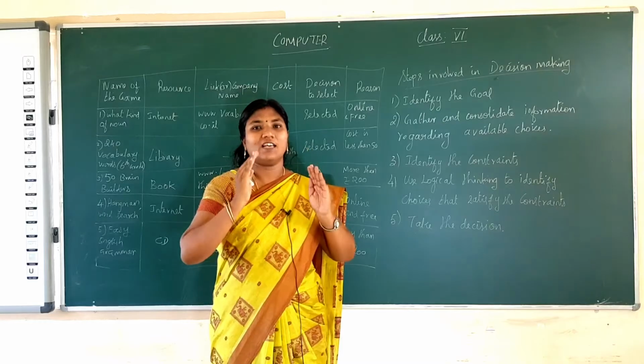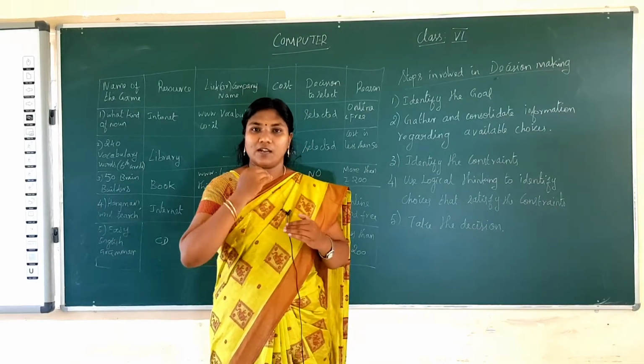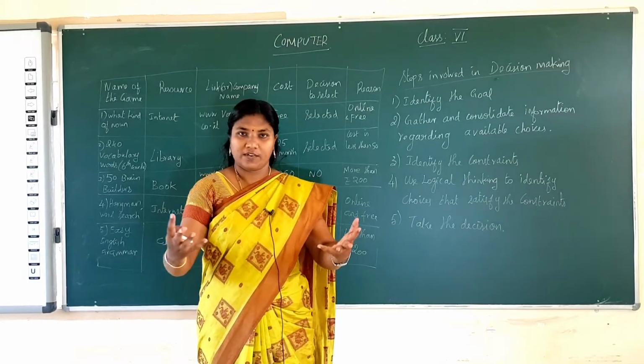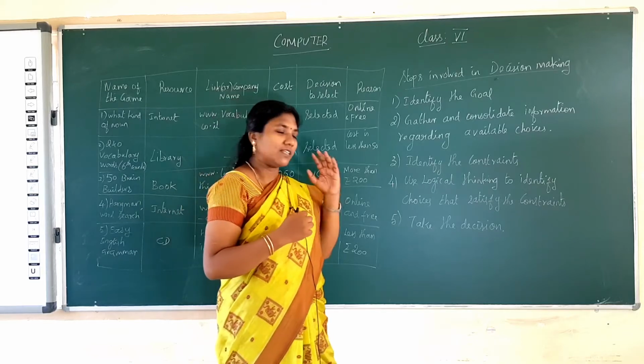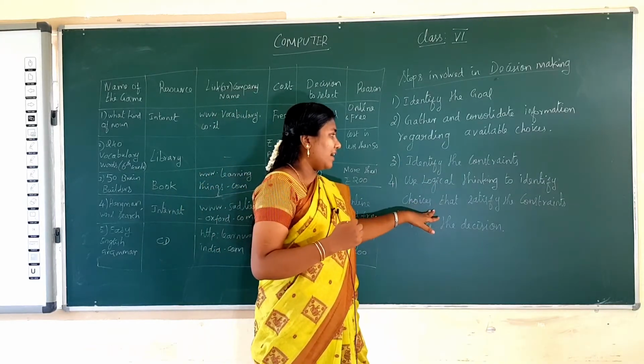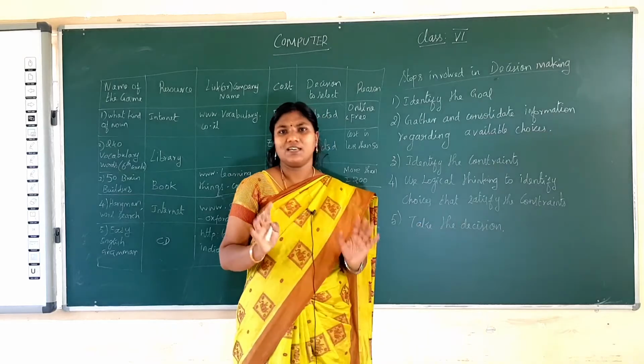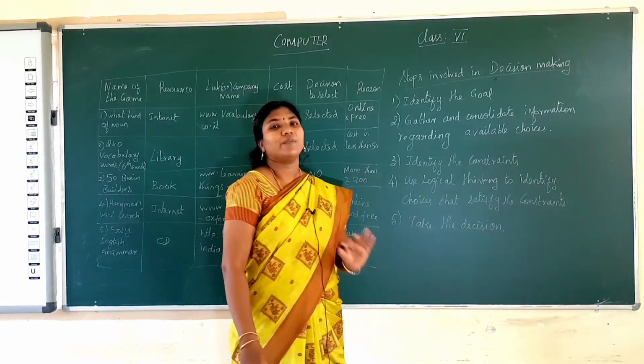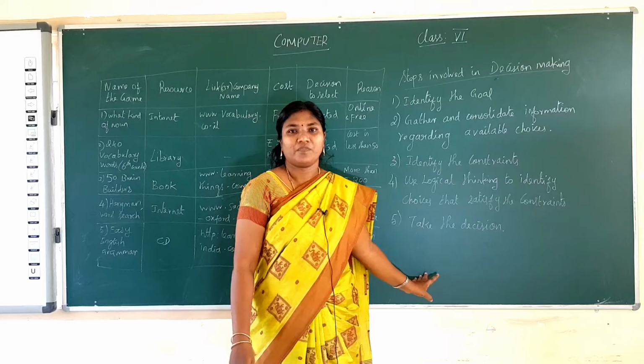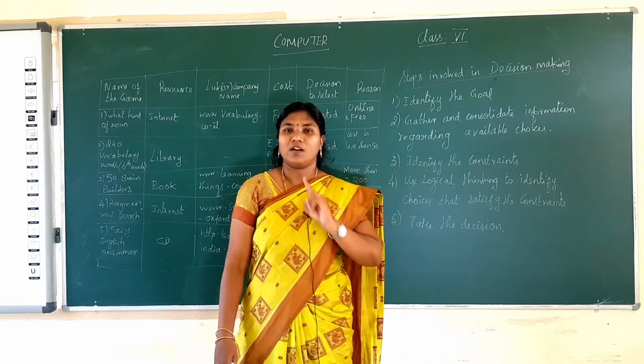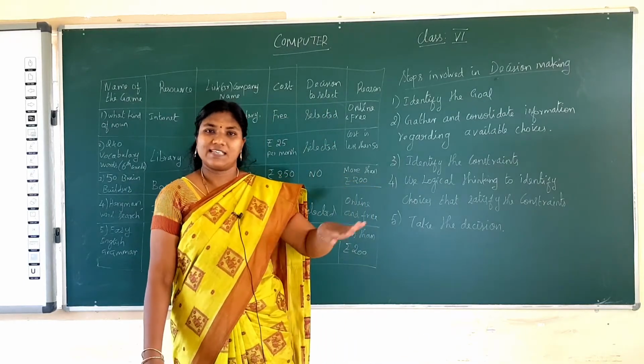So logically you think: which kurals, if I say them, will reach the audience well? Logically you think, and identify choices that satisfy the constraint. And last, you make the decision, that is, take the decision. Okay, you have decided to say these two kurals, right?